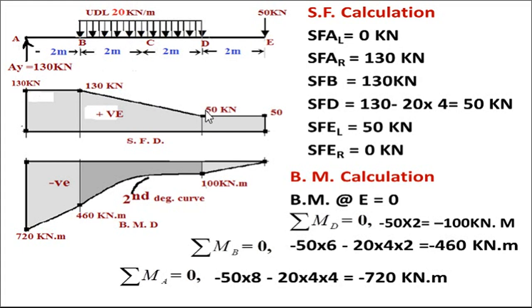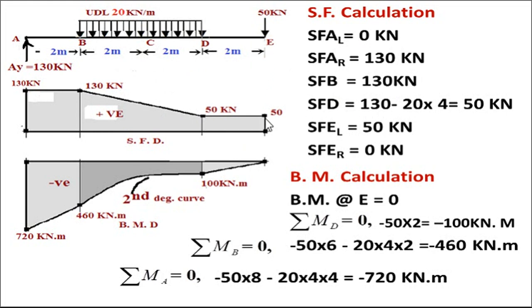From D to E, no load, horizontal line, plus 50, and downward minus 50, you will get the 0 point. Then join all these, under the UDL it must be an inclined line, and wherever there is no load, it must be a horizontal line. You will obtain the SFD, and then just show the shear force calculation. To the left 0, to the right 130. At B only one value, so SF at B is 130. At D there is only one value, shear force at D is 50.